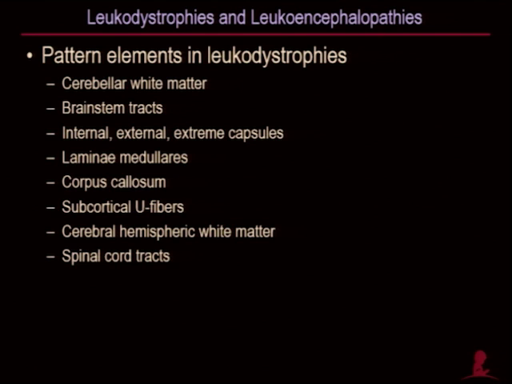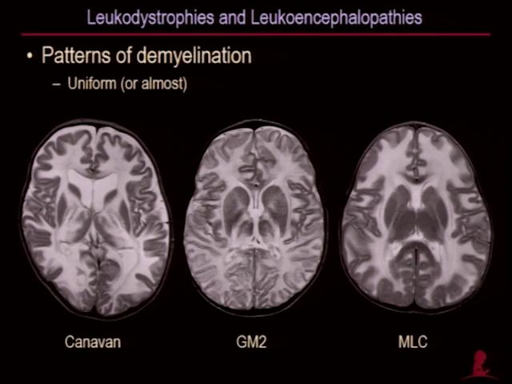So you have to go systematically evaluate each and every structure and try to identify what is normal and what is not normal. And so, you have to scrutinize all white matter structures in the cerebellum, brainstem, spinal cord, supratentorial, different structures, internal capsule, external capsule, subcortical U fibers, and so forth. However, there are some other features, more global features that should be evaluated.